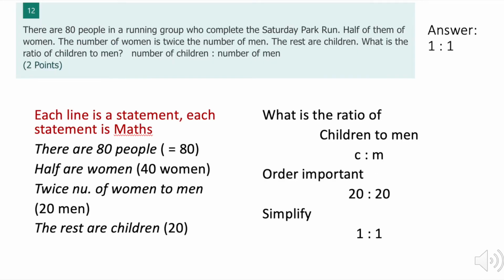There are 80 people in a running club. Each sentence statement is a maths part. So there are 80 equals 80. Half of them are women, so you've got 40 women. There are twice as many women as men, so that means there are 20 men. So therefore, that's 60. You've got 20 left over. There are 20 children. Now, in the ratio of children to men, make sure the order's correct. C to M, that's 20 to 20. And you can simplify that 1 to 1.